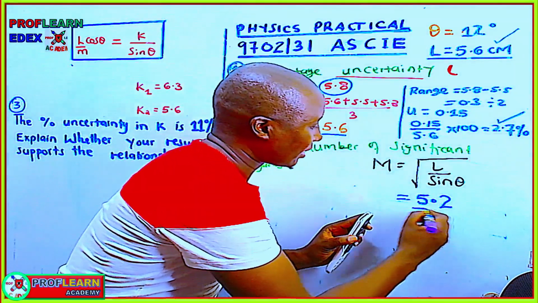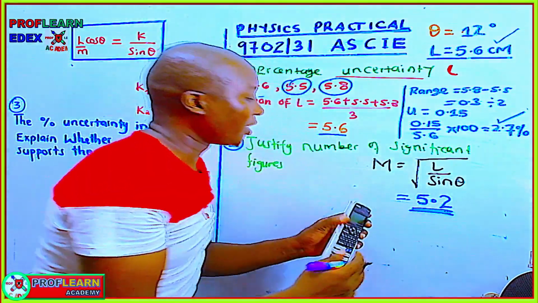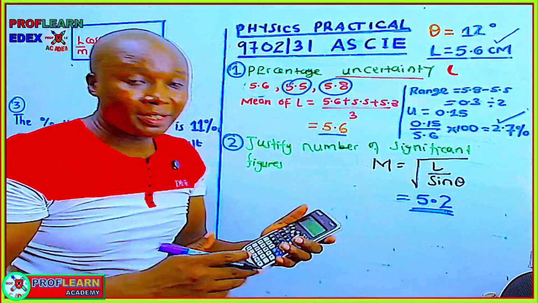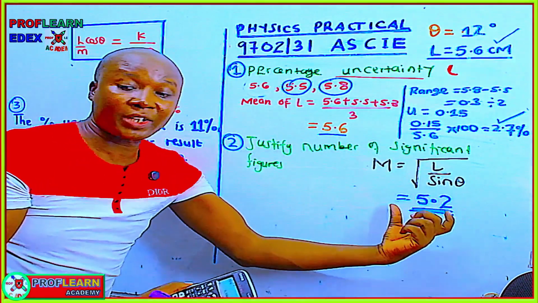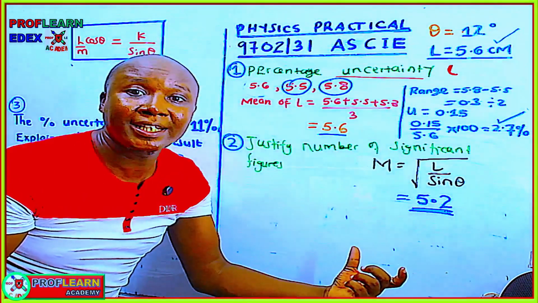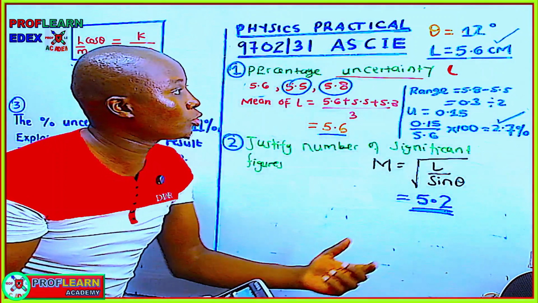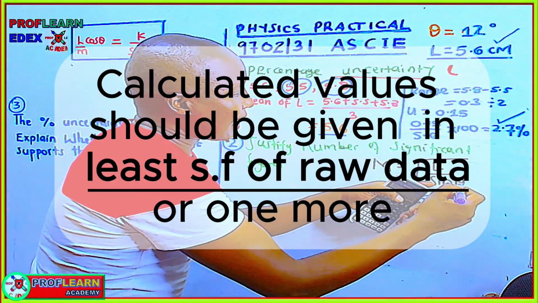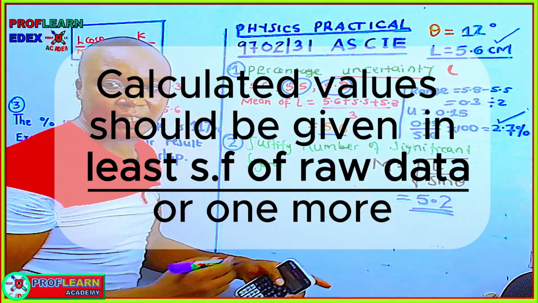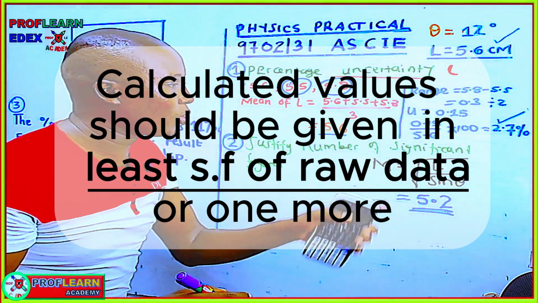Why did I decide to record it 5.2? This is two significant figures. They are asking you to justify the number of significant figures. I've recorded 5.2. So why did I decide to record it 5.2? The reason is the raw data, L and theta, were in two significant figures. So you try to link your answer.